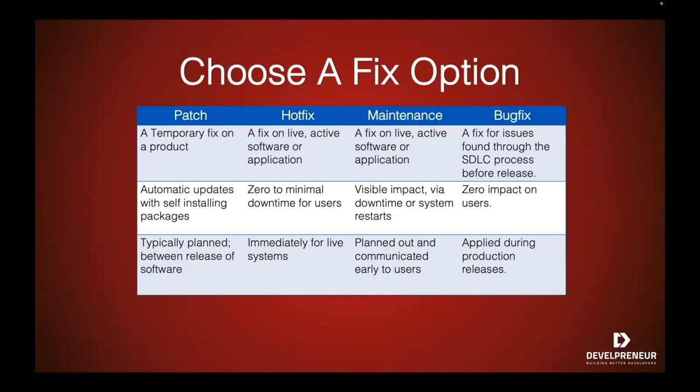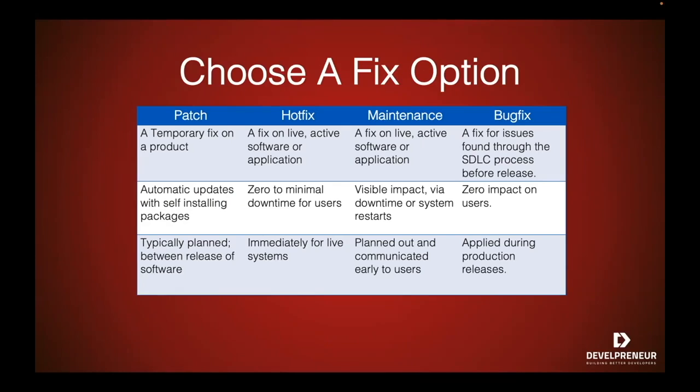Now, once the customers reported the issue, we've identified the problem, we have set the risk. Now we have to look at an option or what path we want to go down to fix this problem. Are we going to need to do a hot fix, a maintenance, or a bug fix? So let's look at the different types of options we have here to address this.